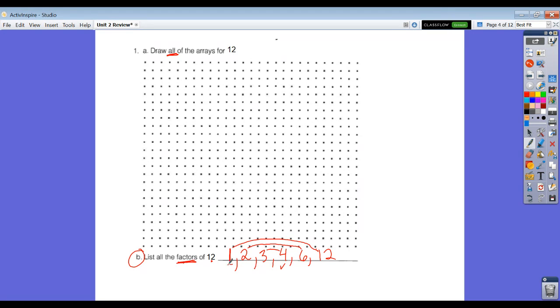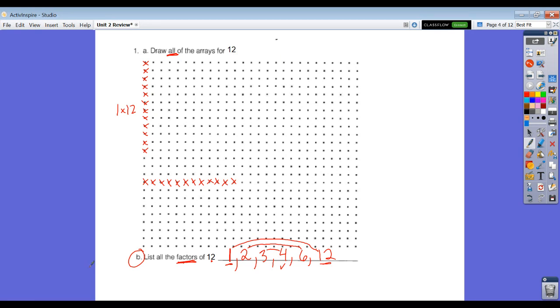I know I want to have an array that's a 1 by 12 array. So I'm going to draw that up on here: 1, 2, 3, 4, 5, 6, 7, 8, 9, 10, 11, 12. Beautiful. This is my 1 by 12. I might even want to label that, 1 by 12 or 12 by 1, either way. Then I am going to draw the reverse fact, the 12 by 1. So another array will be 12 going across like this.